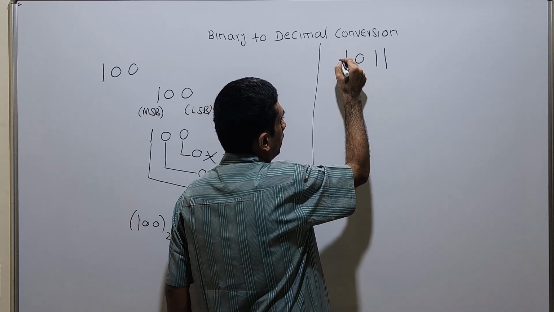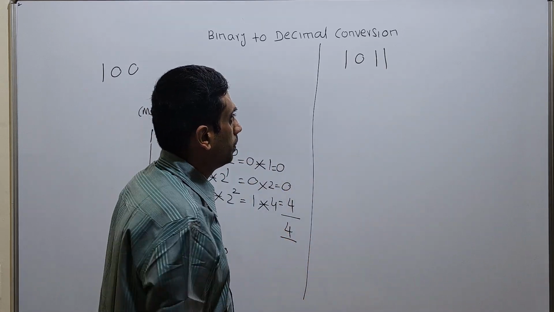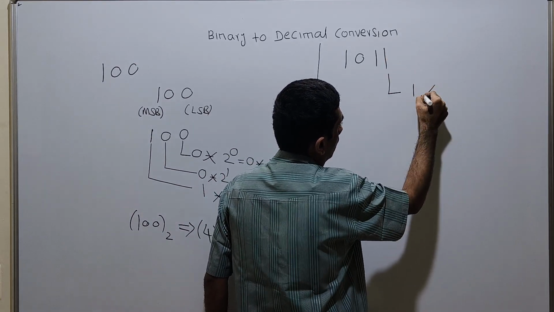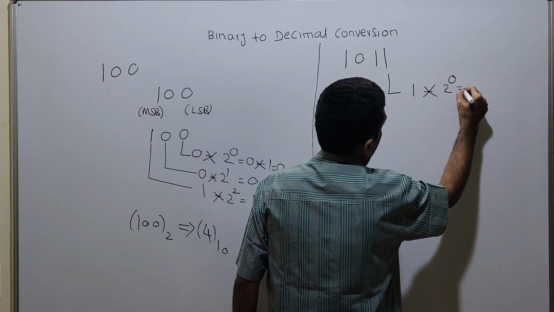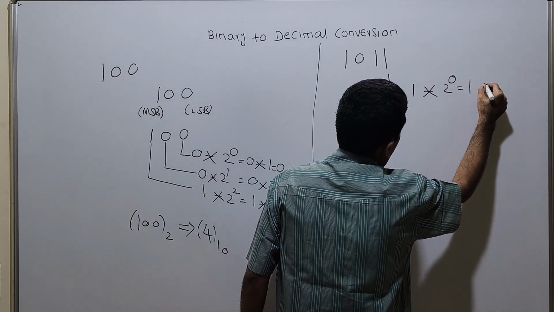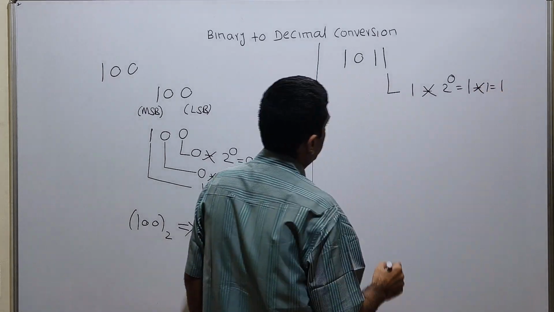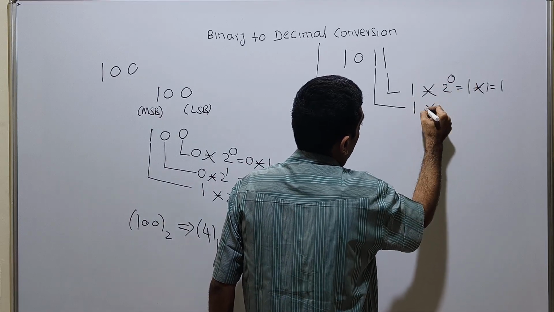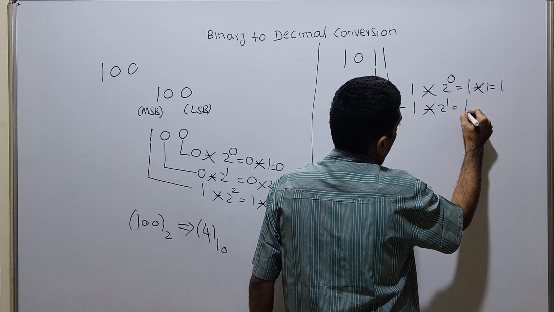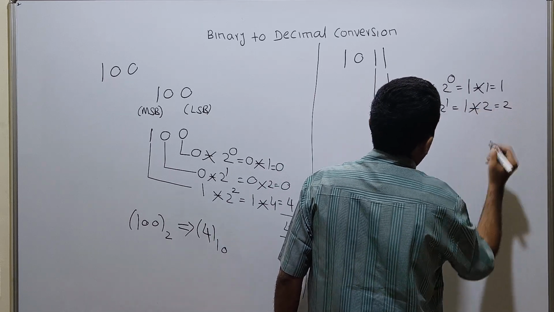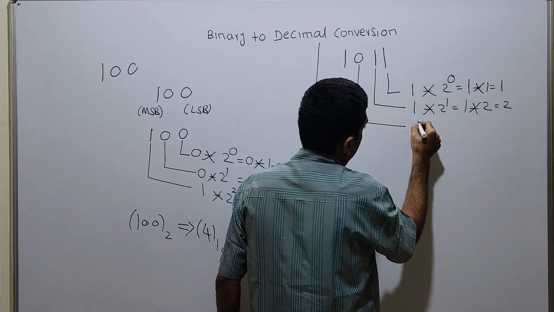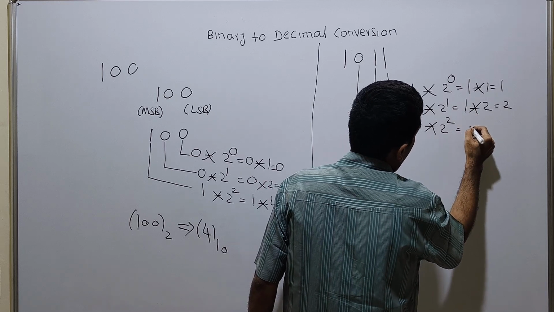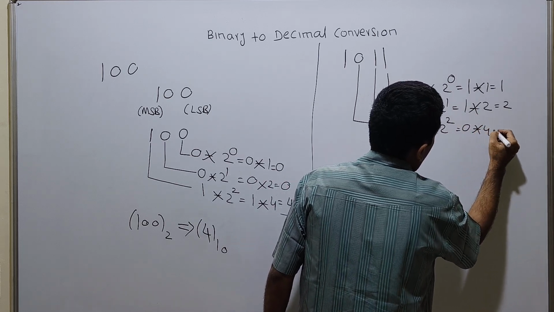1011 is my binary number. I have to convert it into a decimal number. So for this, take the least significant bit 1 multiplied with 2 power 0, which is equal to 1 multiplied with 1, which is equal to 1. Next, take the next digit 1 and increase the power by 1. 1 into 2 power 1, which is equal to 1 into 2, which is equal to 2. Next, take the next digit 0 multiplied with 2 square. Increase the power by 1, which is equal to 0 multiplied with 4, which is equal to 0.